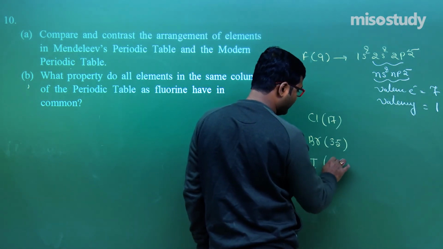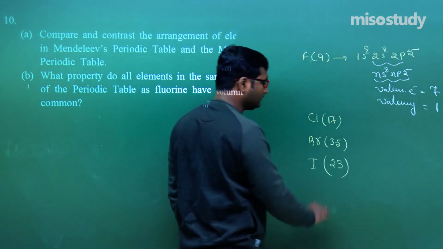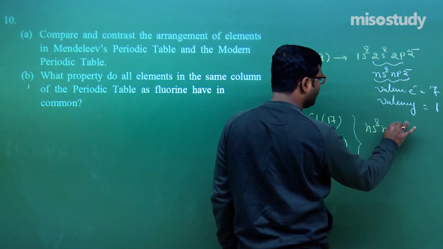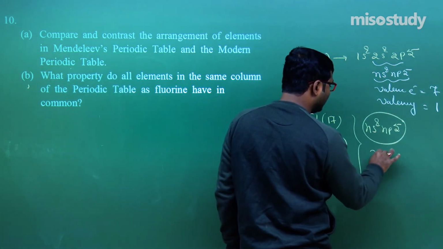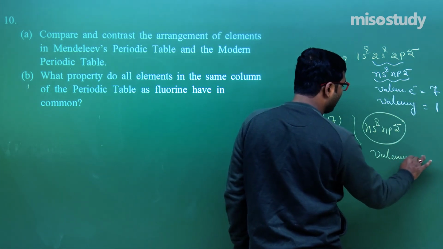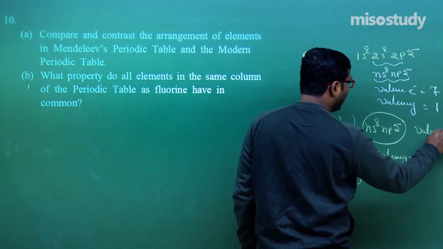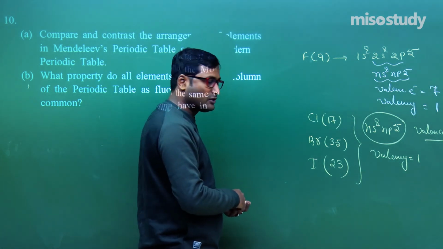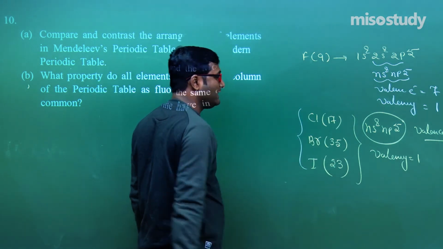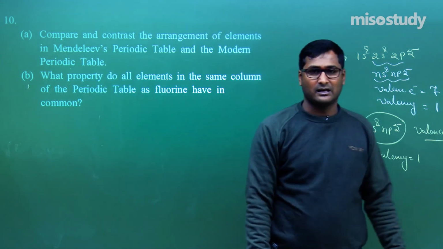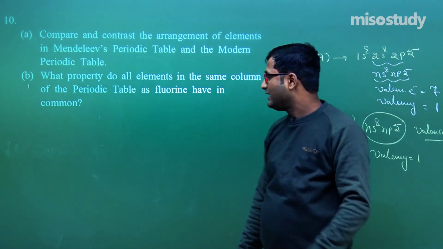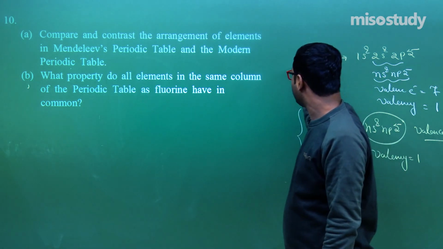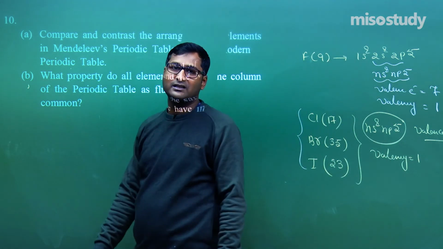Atomic numbers 9, 17, 35 and 53. Yes, all will have similar electronic configuration, that is ns2 np5, and they have valency 1 and 7 valence electrons, my friend, and they are all non-metals. So we can say that the valency and the outermost electronic configuration are the common property which relates fluorine with chlorine, chlorine with bromine, and bromine with iodine.